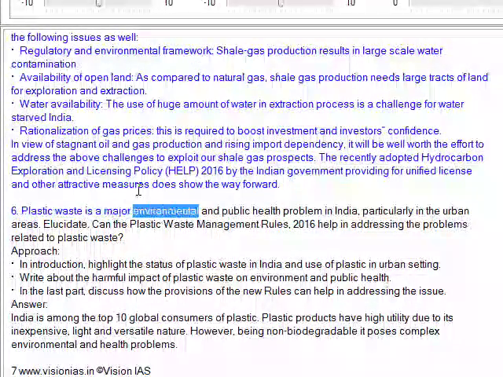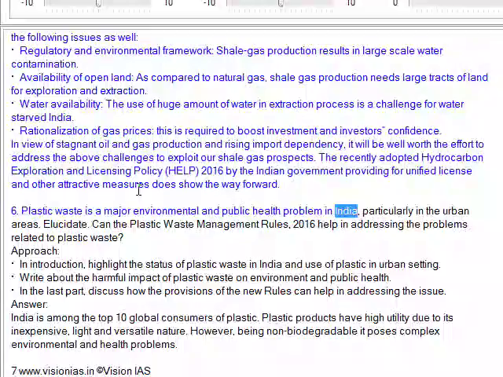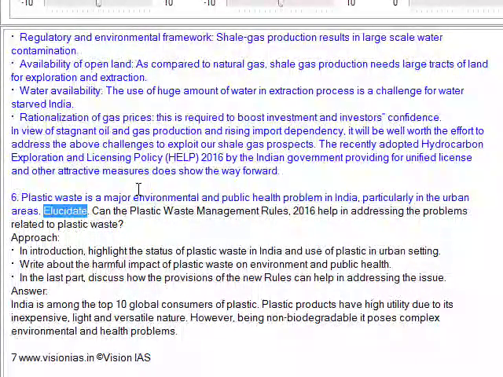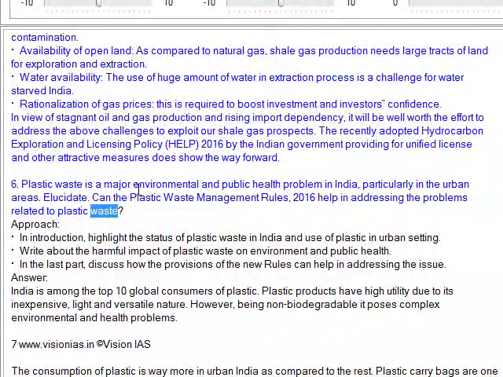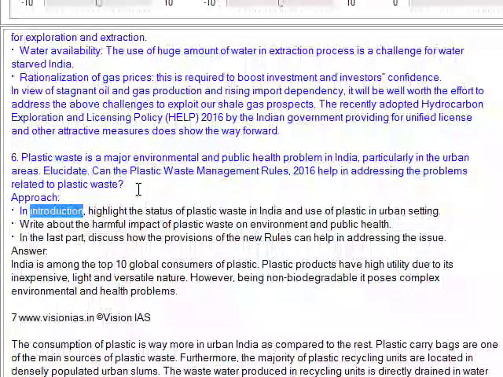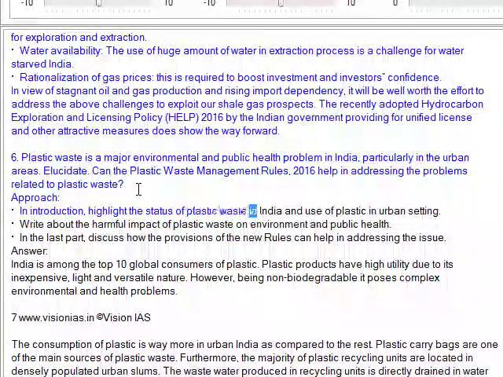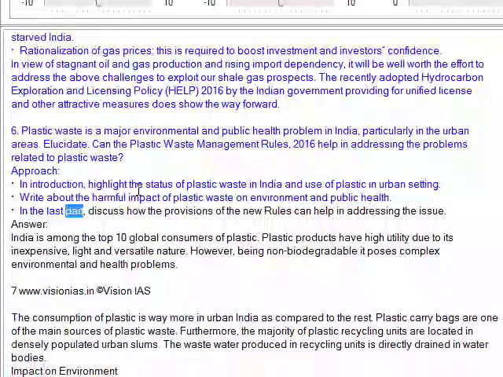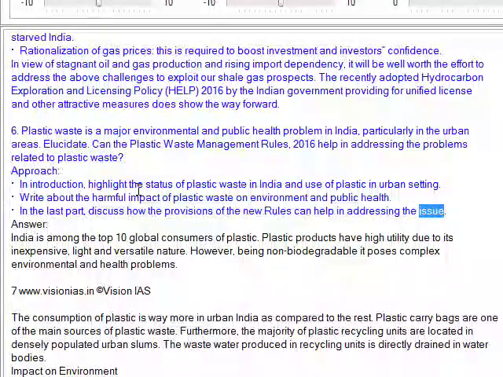Plastic waste is a major environmental and public health problem in India, particularly in the urban areas. Elucidate. Can the Plastic Waste Management Rules 2016 help in addressing the problems related to plastic waste? Approach. In the introduction, highlight the status of plastic waste in India and the use of plastic in the urban setting. Write about the harmful impact of plastic waste on environment and public health. In the last part, discuss how the provisions of the new rules can help in addressing the issue.